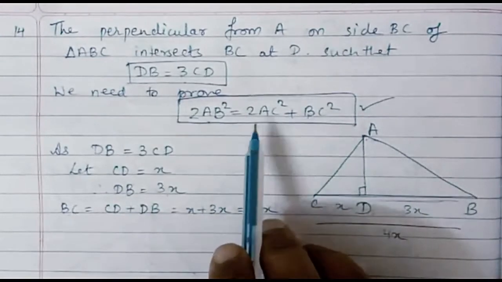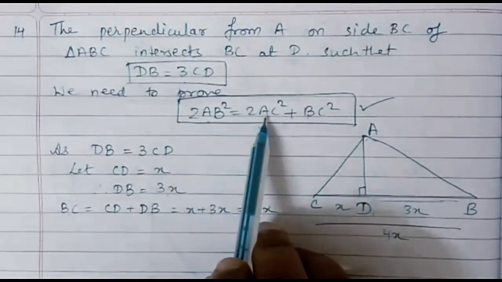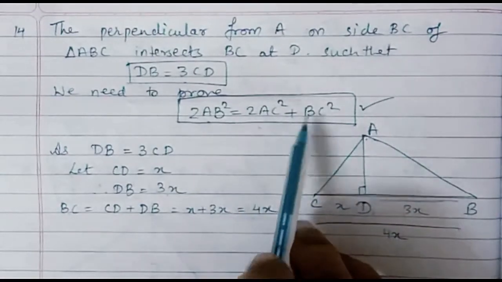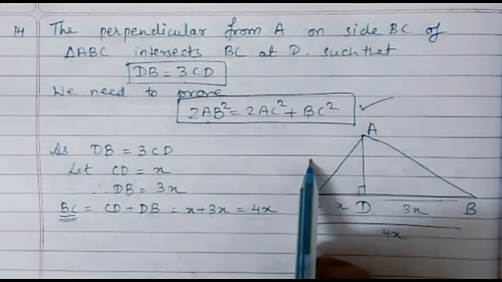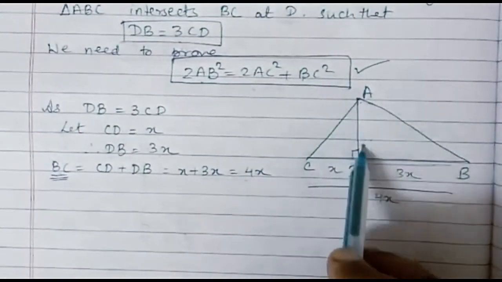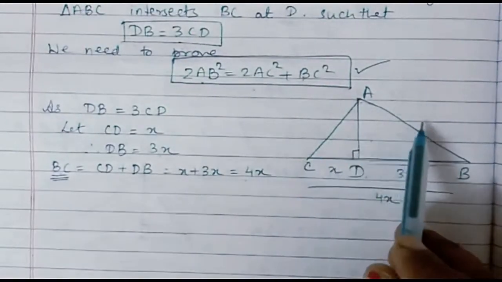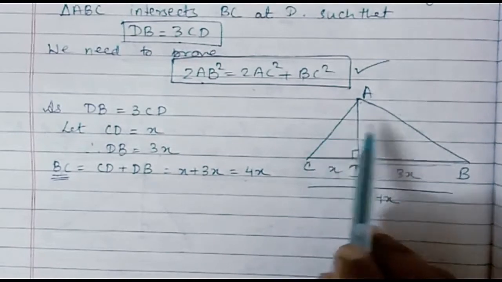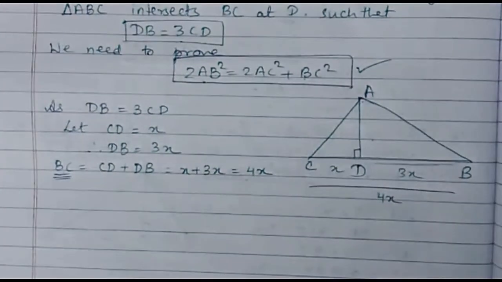We need to prove this result. Let us see what is there in this. We have AB square, we have AC square and we have BC. So we are bothered only about BC, AB and AC. So you can see it forms a right angle triangle here. First right angle triangle is ADB and the second one is ADC. So we can apply Pythagoras theorem for AB square and AC square as they are the hypotenuse.